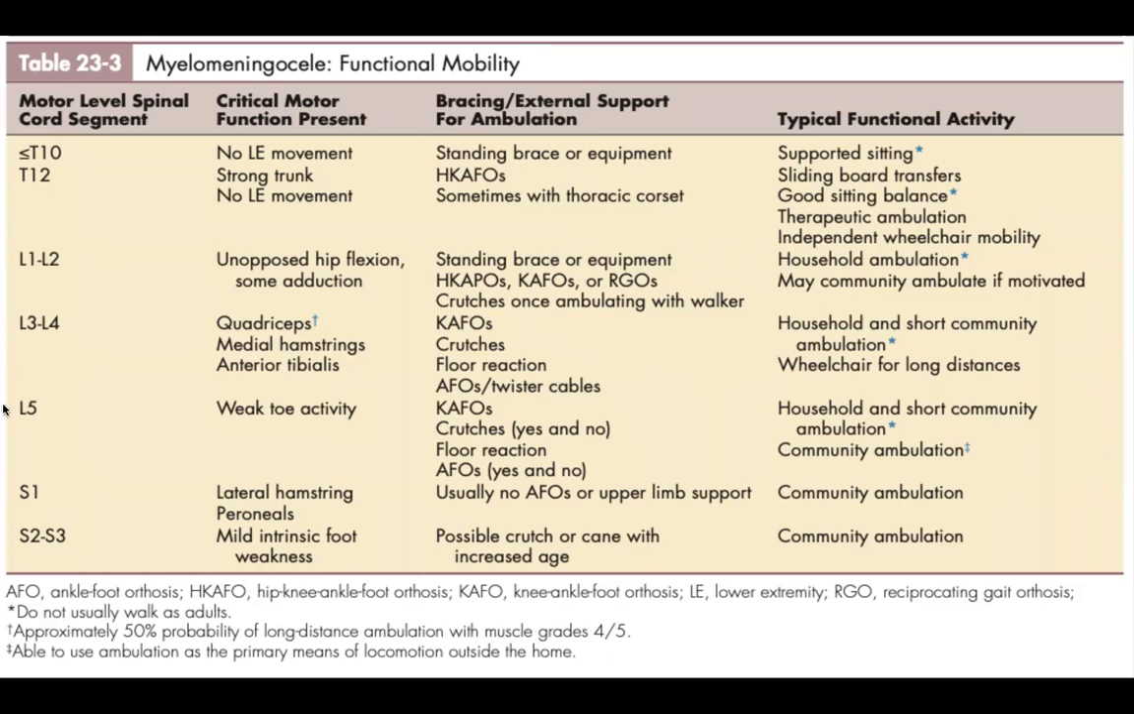Then this graph just helps us to understand what the functional ability might be. So somebody with an L5 lesion will likely be able to move around in their house and in the community. They just might require some of those assistive devices like crutches or even maybe a wheelchair. Now, this is a huge blanket statement, and obviously this is different from person to person. So this is just a big statement about the averages of people who have lesions at these levels.